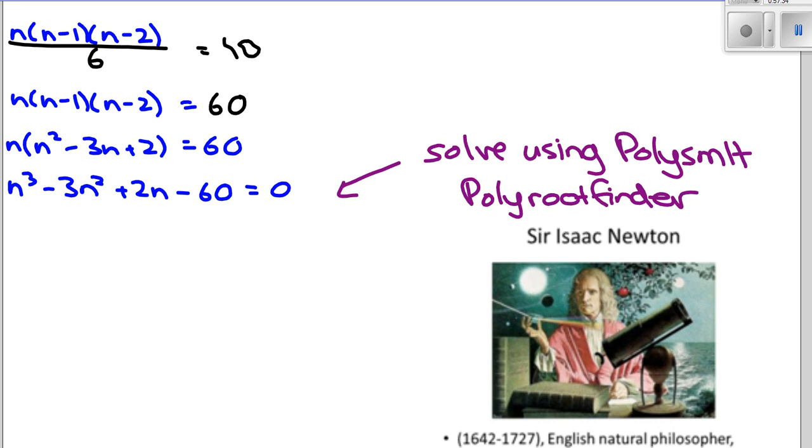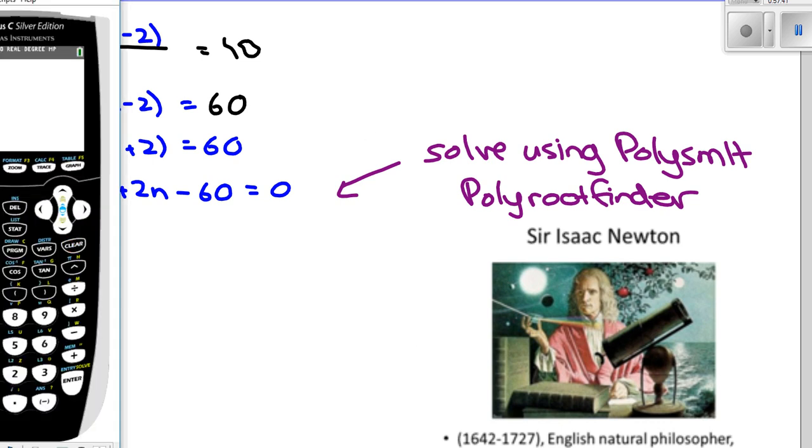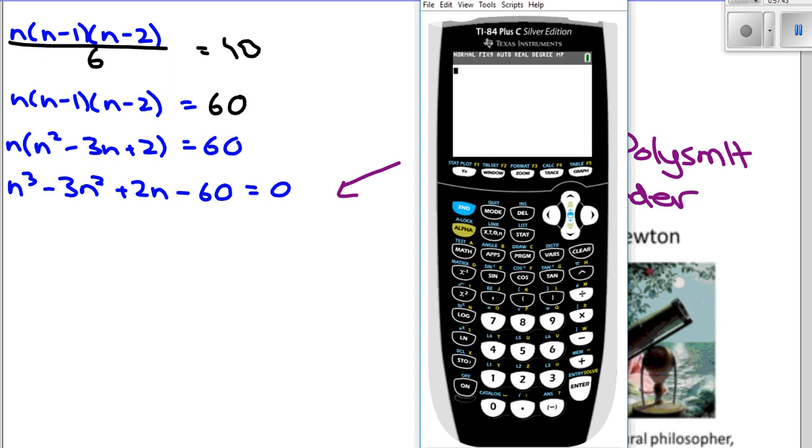In case anyone's not sure, I'll just quickly show you on polysmol how we did it, for the purpose of the video. So if you did it on this one, Krista, we'd go apps. Polysmol is the 4th one. And then I would just press enter. Then I'd select polynomial root finder. And it's order 3 because it's not a quadratic, it's a cubic. And then I'd go next.